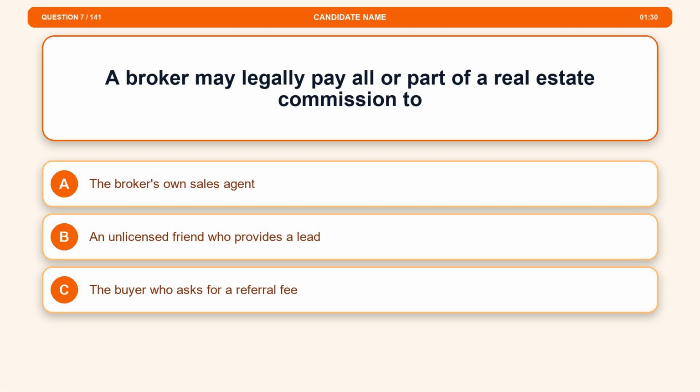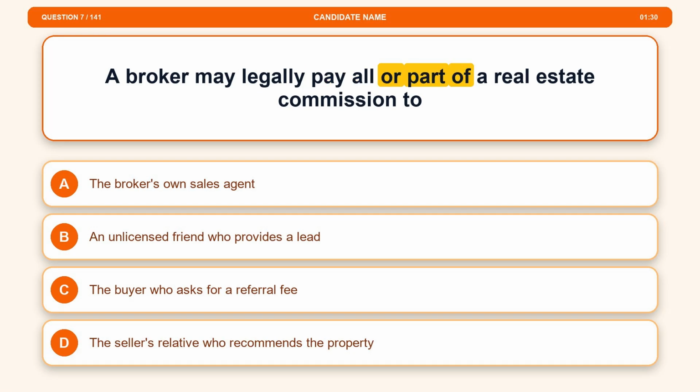Question 7. A broker may legally pay all or part of a real estate commission to. Option A. The broker's own sales agent. Option B. An unlicensed friend who provides a lead. Option C. The buyer who asks for a referral fee. Option D. The seller's relative who recommends the property.